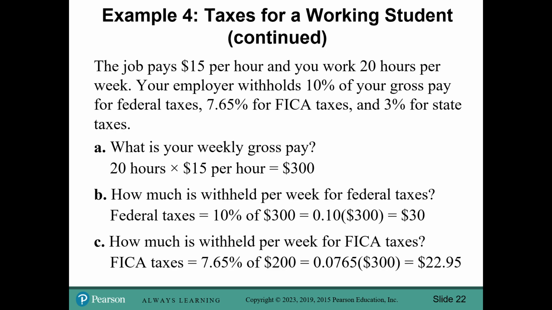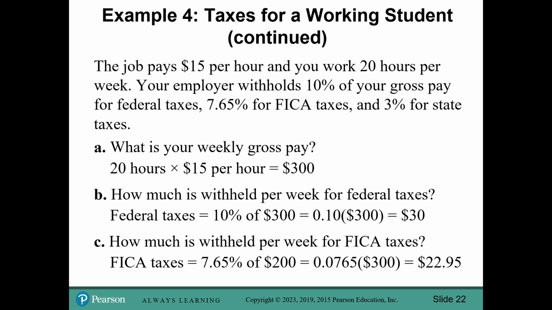Now it also asks for part B, how much is withheld per week for federal taxes. Well, it says your employer withholds 10% of your gross pay for federal taxes. So 10% of $300 is $30. Pretty straightforward there as well. How much is withheld per week for FICA taxes? Well, they have to withhold 7.65% for FICA taxes.